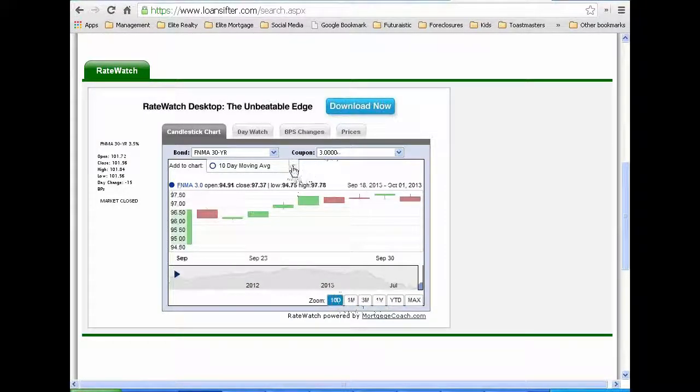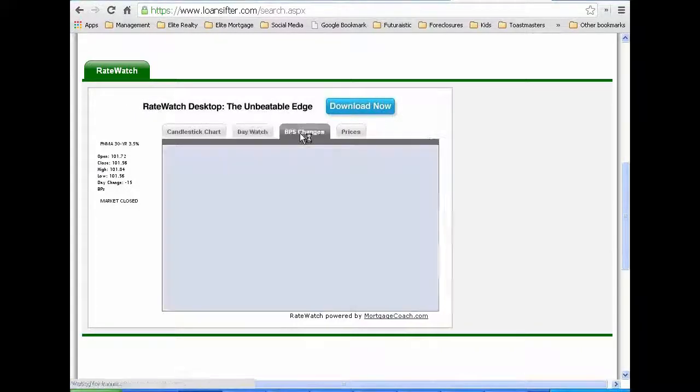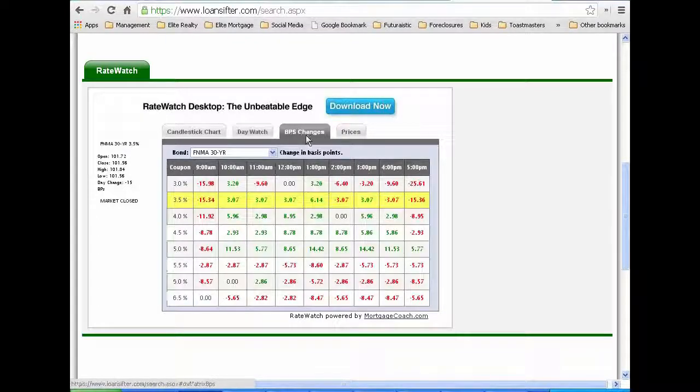You can add the different moving averages, you can put those. So everything that you've seen is included in your Loanshifter account. It's just that you will not be alerted whenever there's a price change. And really, that's why you're paying for it, so you can beat the crowd or beat the lender on the pricing.